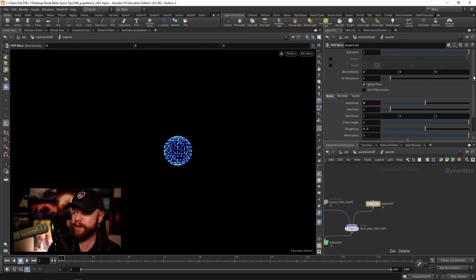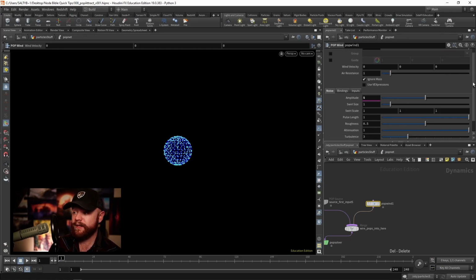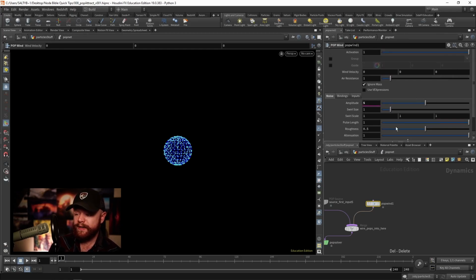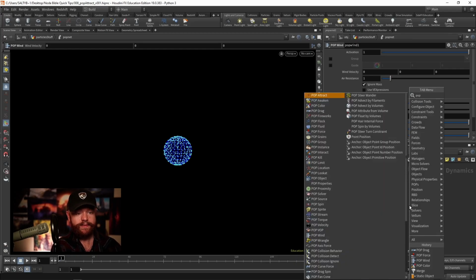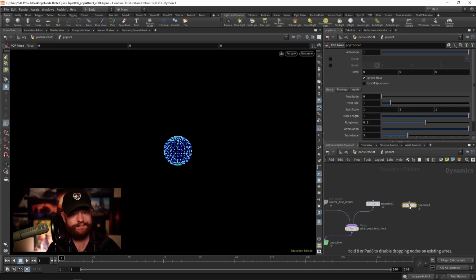Now, with the pop wind, if you're not familiar with the basics of the parameters here, the idea is that you can specify a velocity right here in a specific direction, and then if you like, you can add a curl noise with these parameters down here. But the main thing to know is that the wind has a goal velocity. By comparison, the pop force does not.